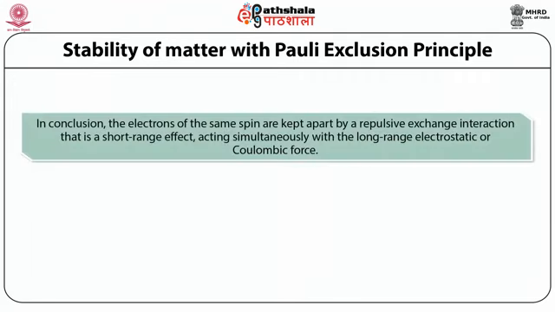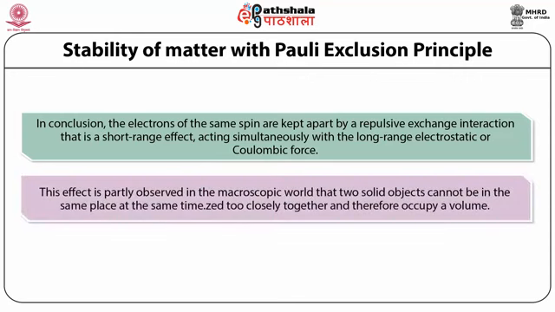In conclusion, the electrons of the same spin are kept apart by a repulsive exchange interaction, which is a short range effect acting simultaneously with the long range electrostatic or Coulombic force. This effect is partly observed in the macroscopic world, in that two solid objects cannot be in the same place at the same time.